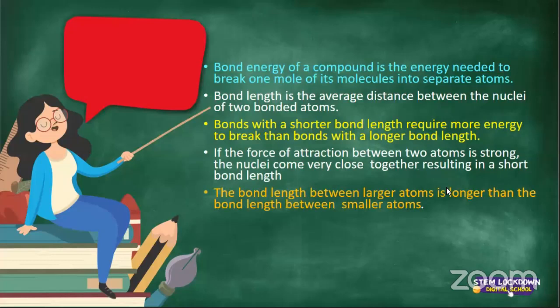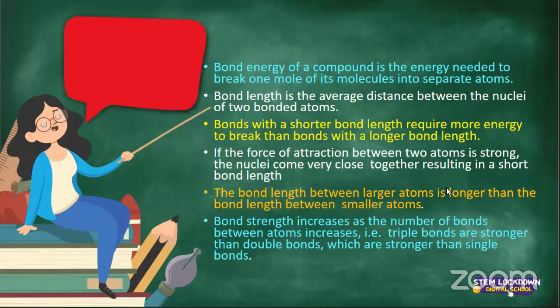So bond length between larger atoms is longer than the bond length between smaller atoms. So remember this. So for instance, if you are having a bond between, let's say, carbon and hydrogen, the bond length will be smaller than the bond between carbon and nitrogen, for instance.